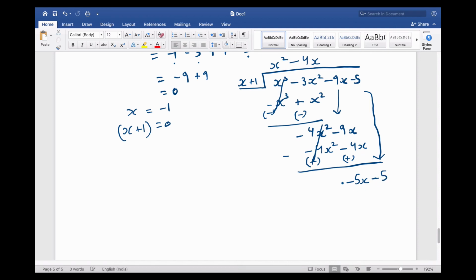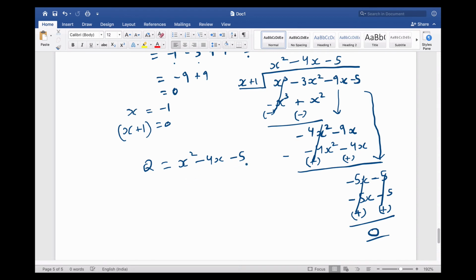So now I need minus 5x. So I will simply multiply with minus 5, which will give me minus 5x minus 5. The signs will get reversed and I will get 0. So that means now my quotient is x square minus 4x minus 5. So which is a quadratic equation. So we can solve it by splitting the middle term.